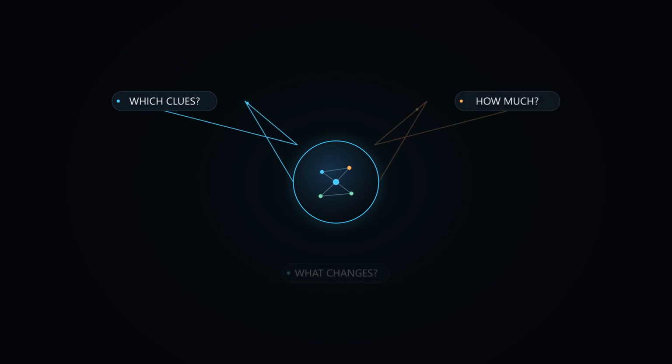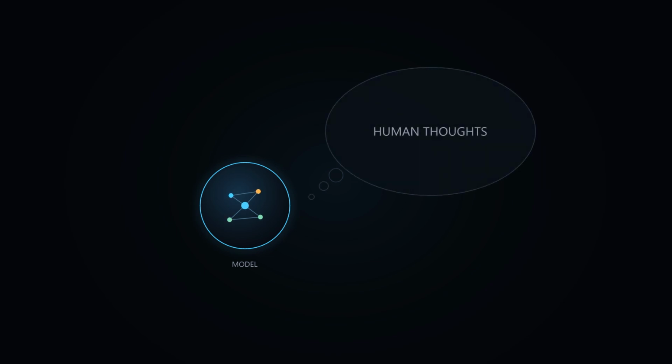A useful explanation often answers one of 3 child-simple questions. Which clues mattered? How much did each clue push? And what small change could have produced a different answer? Those questions turn a sealed box into something we can investigate. One important warning: the model does not have to think like a person. An explanation is not a tiny human voice hiding inside the machine. It is a carefully tested view of the model's behavior, written in a form people can understand.